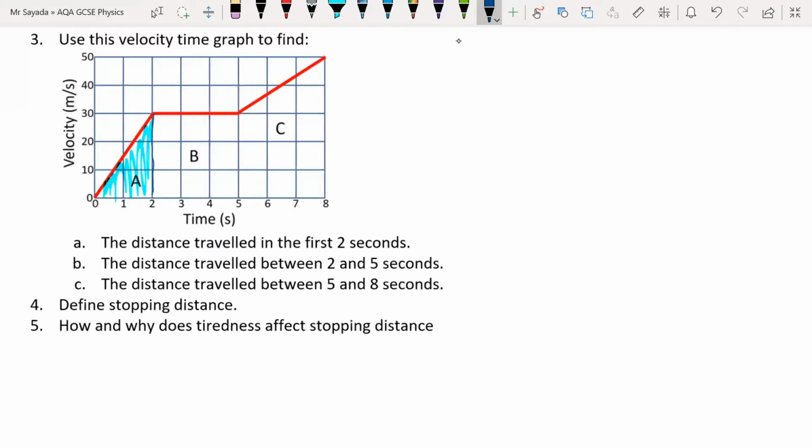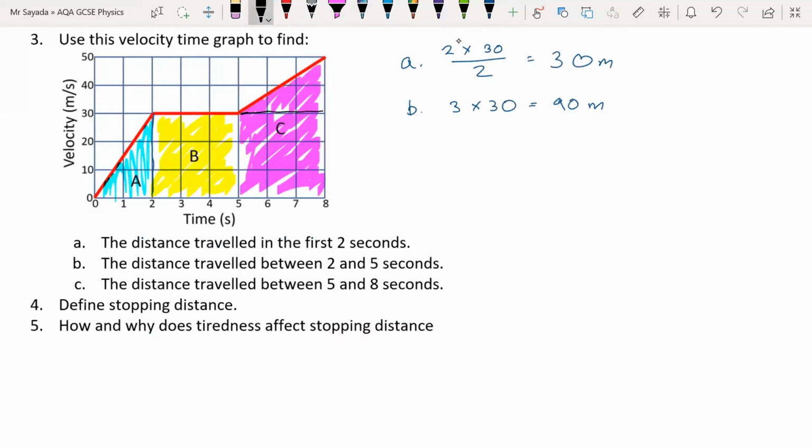And finally, section C, I need to find the distance traveled between 5 and 8 seconds. So you need to find the whole area under the line between 5 and 8 seconds. Now that is a compound shape, it's a trapezium. So I'm going to split that up into a triangle and a rectangle and just add those together. So the rectangle part has a base of 3 and a height of 30, which is 90. And the triangle part has a base of 3, a height of 20, so base times height over 2, that's 60 over 2, which is 30. Add them together, gives 120 meters.